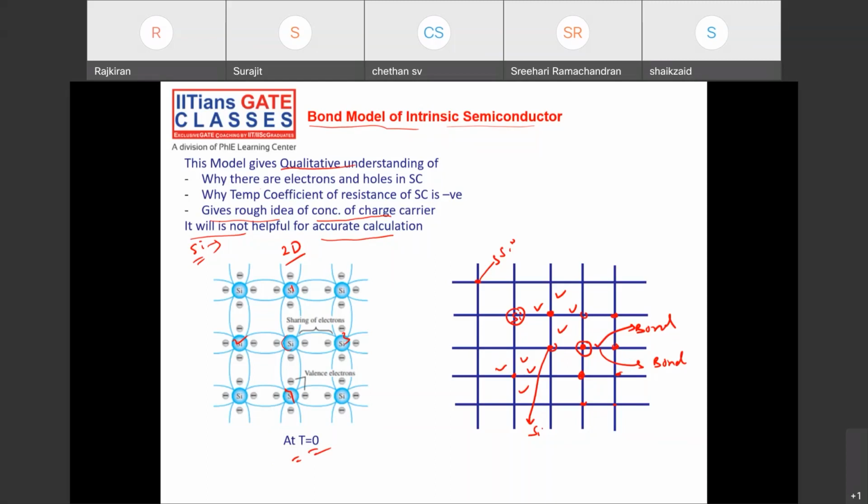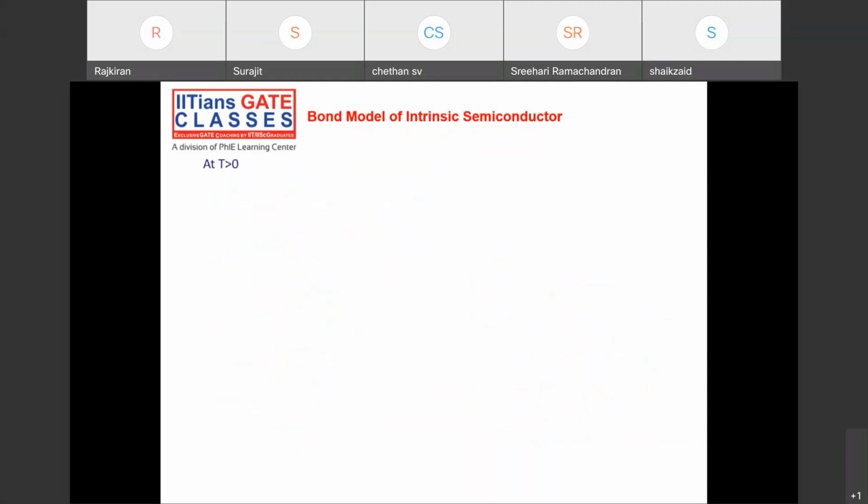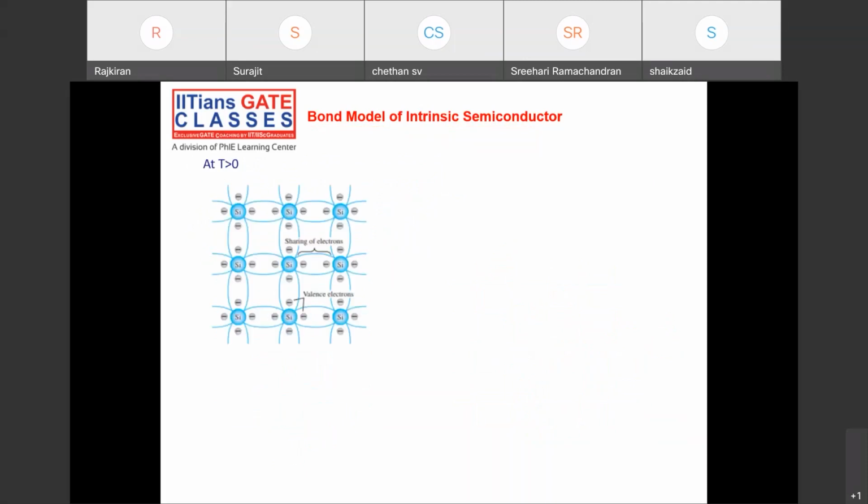Okay, so now you see what will happen at T greater than 0. When I raise the temperature, what will happen? The silicon atoms will vibrate. As I go on increasing the temperature, the silicon atoms will vibrate like this. Because of the thermal energy, the silicon atom will vibrate, and this vibration will pass to all the atoms. So all atoms will vibrate, and that will generate an elastic wave.